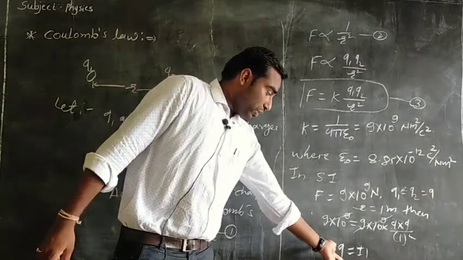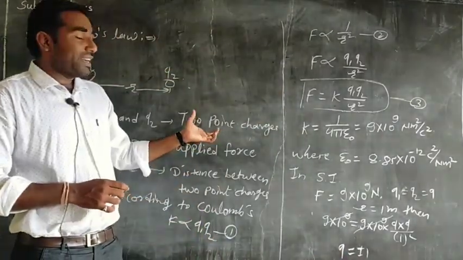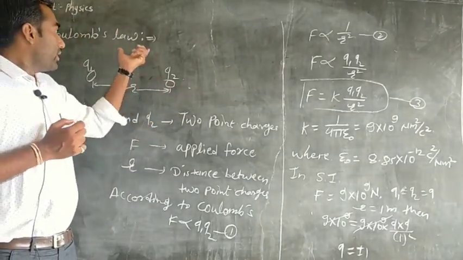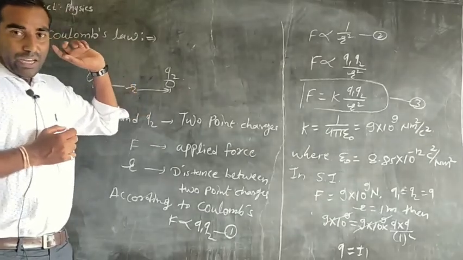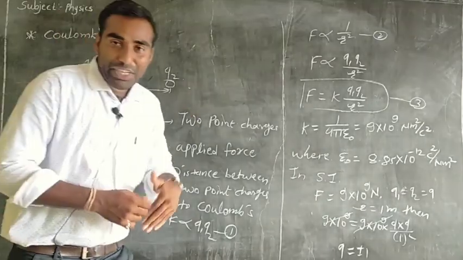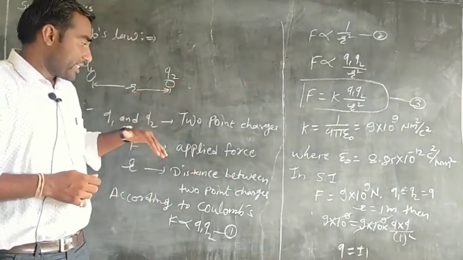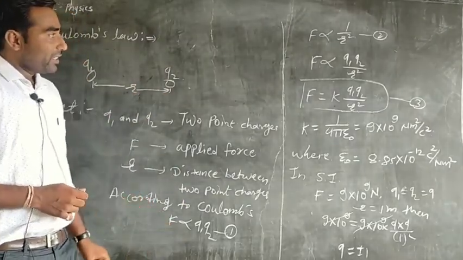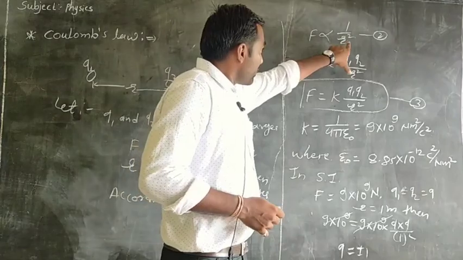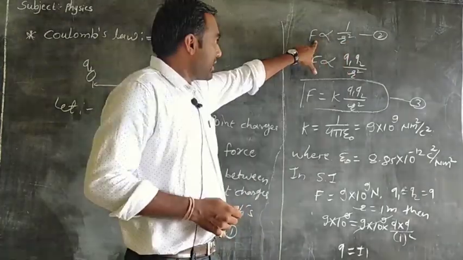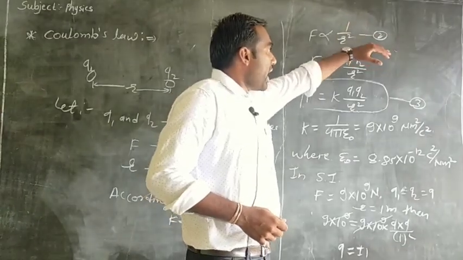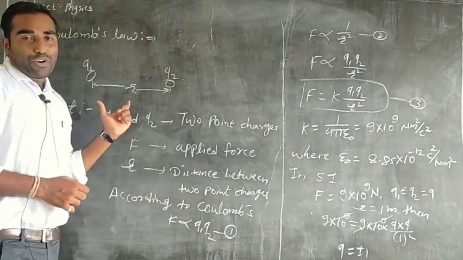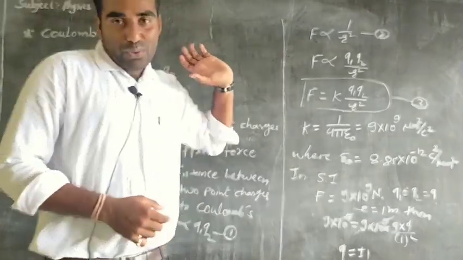I hope you understand Coulomb's law. First of all, learn the definition of Coulomb's law. According to Coulomb, the force of attraction and repulsion between two point charges is proportional to the magnitude of the two point charges and inversely proportional to the square of the distance between them. It means F is proportional to 1 upon r square. So we can explain Coulomb's law. I hope you understand it. Thank you.